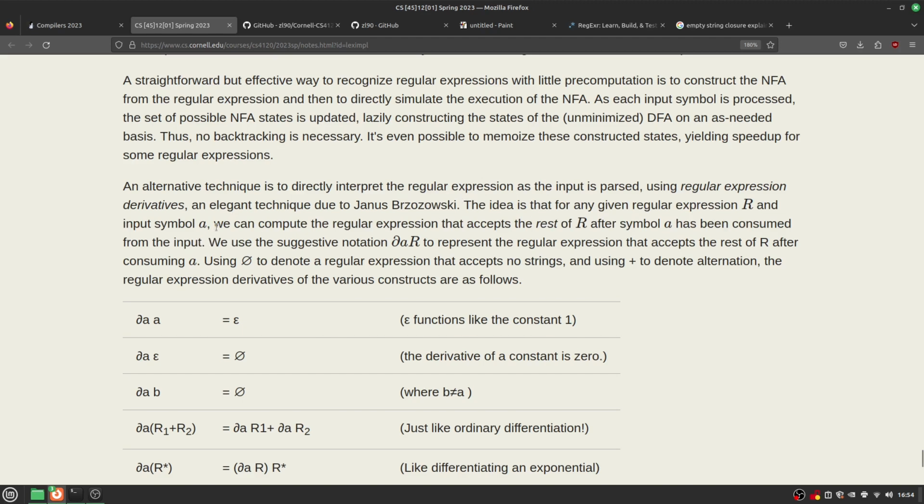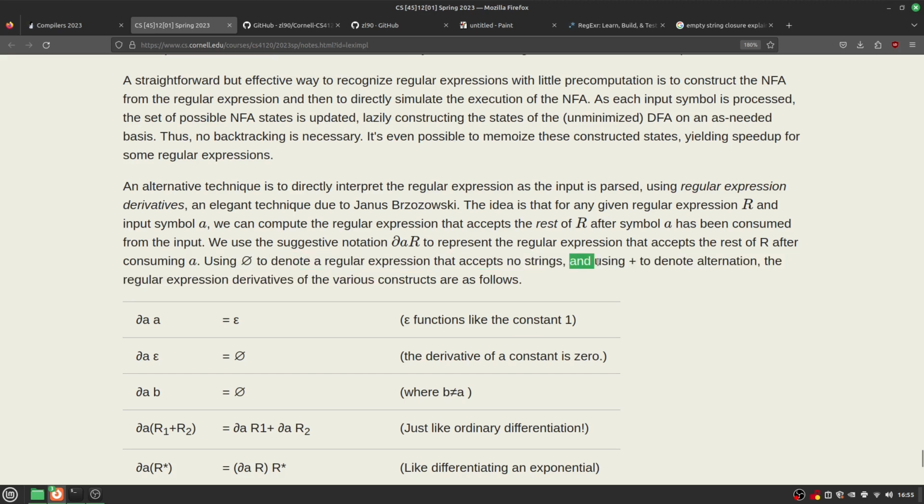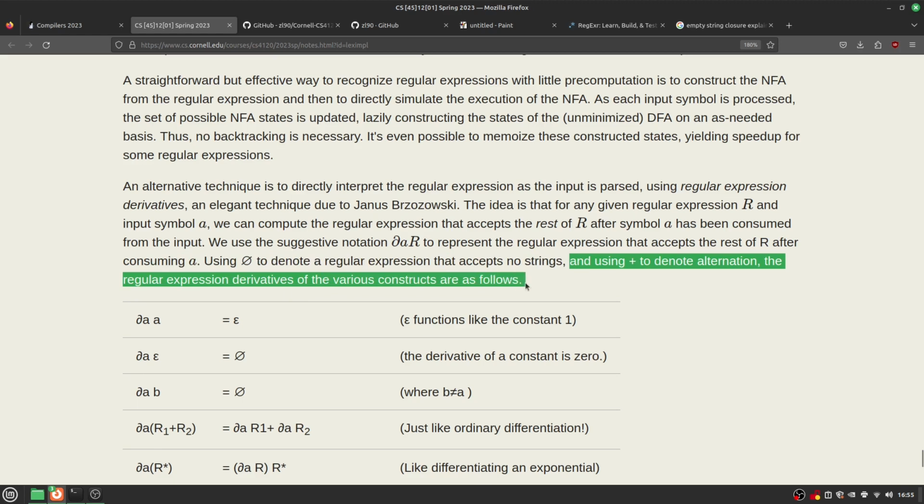We can use the suggestive notation D_A(R) to represent the regular expression that accepts the rest of R after consuming A. Using the error state to denote a regular expression that accepts no strings, and using plus to denote alternation, the regular expression derivatives of the various constructs are as follows.